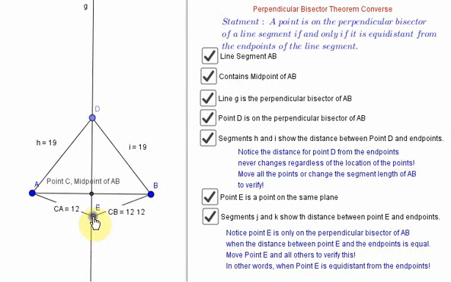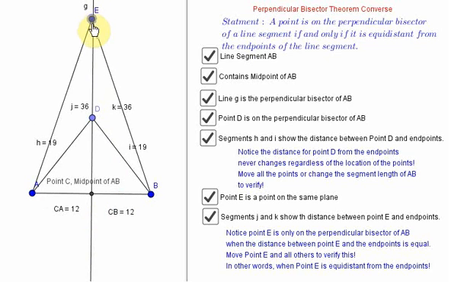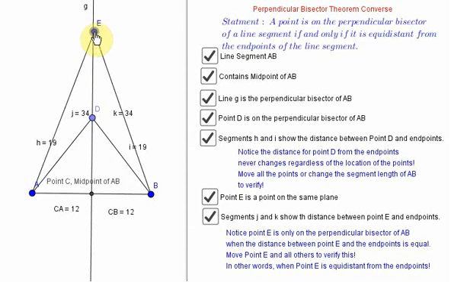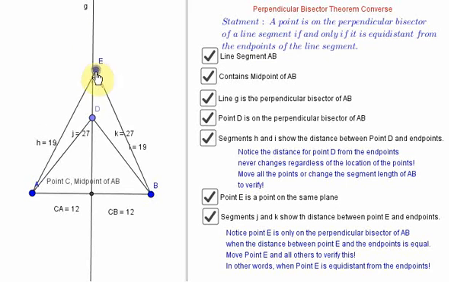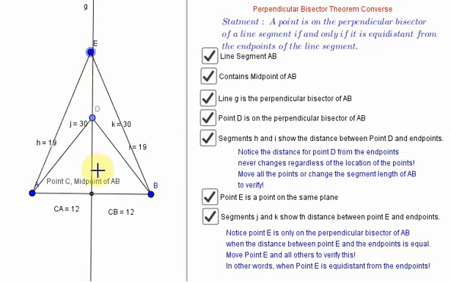And this serves to show that in order for a point to be on the perpendicular bisector of a line segment, it must be equidistant from the endpoints of the line segment. It must be the same distance from each of the endpoints.